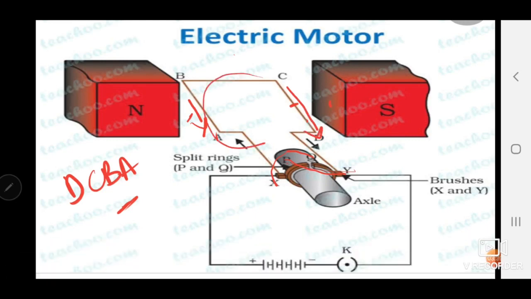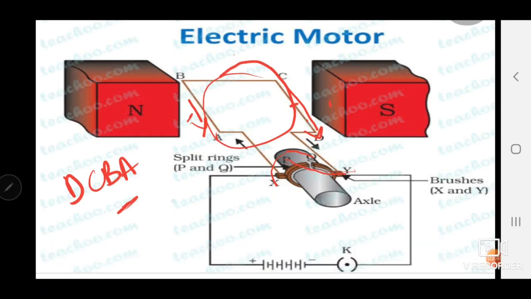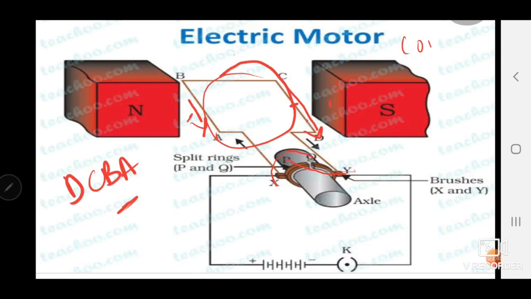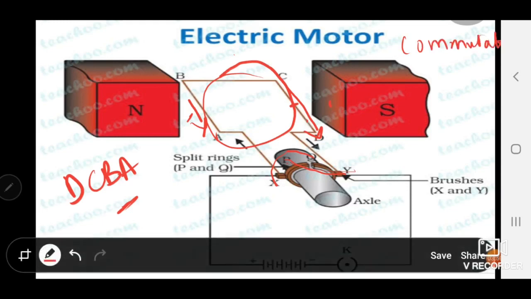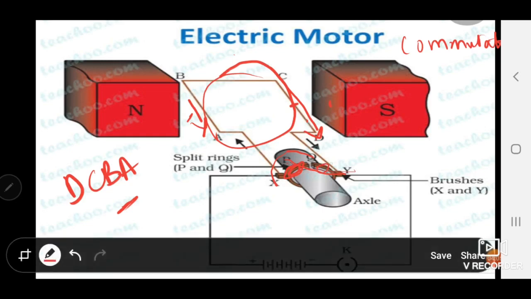Therefore the coil and axle rotate another half turn in the same direction. So now the reversing of the current is repeated at each half rotation, giving rise to a continuous rotation. This is just because of the commutator. So as in the previous class I explained to you that the commutator is a device which reverses the direction of the flow of current. So in a motor, this split ring you are seeing acts as a commutator.